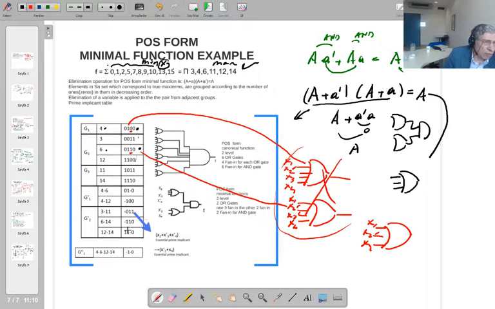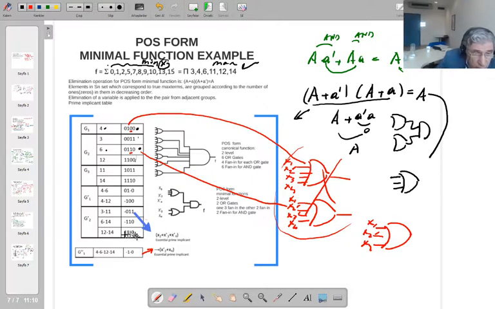You continue this until you cannot go any further. That means you cannot find any operation like that anymore. Then you stop. When you stop here, you see this one is one prime implicant, and this is another prime implicant. These are the sum terms corresponding to those two.